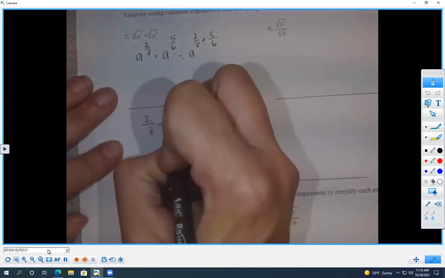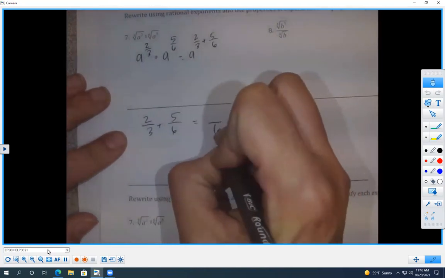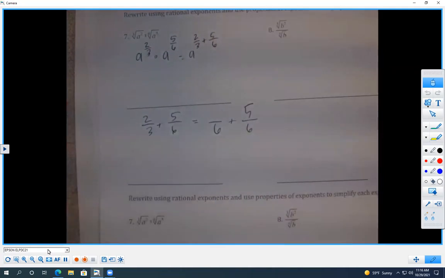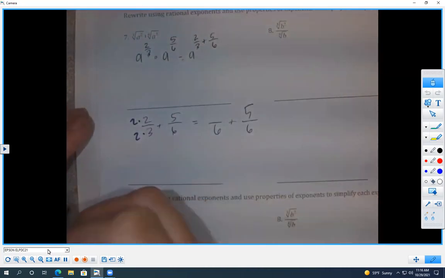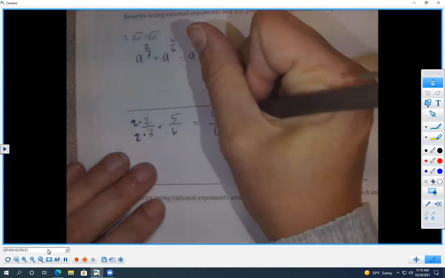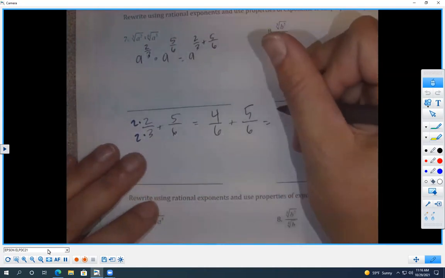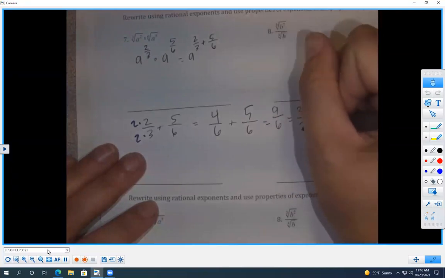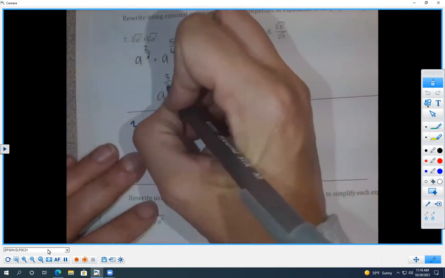2/3 plus 5/6. I need to get a common denominator. What would the common denominator be? 6. So I want to turn them both into fractions with the 6 on bottom. 5/6 already has a 6 on bottom, so it's finished. 2/3, the way I turn it into a fraction with the 6 on bottom is by multiplying by 2 on bottom and on top. So I get 4/6 plus 5/6, which is, what's 4/6 plus 5/6? 9/6. And then can I reduce that? Yeah, to 3/2. So this becomes a to the 3/2 power.